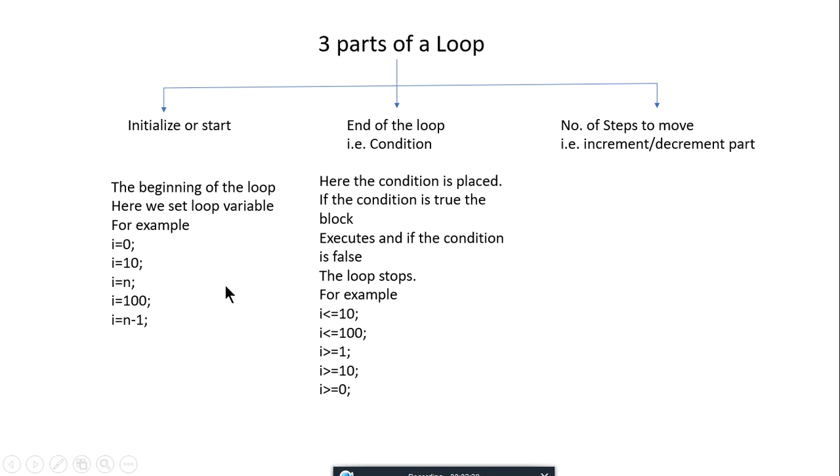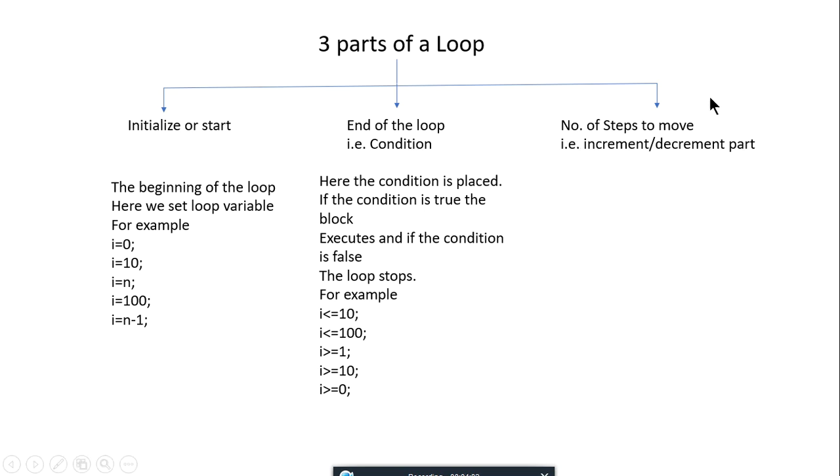Let's say for 1 to 100, I'll say i equals to 1, and to 100, I'll say i less than equals to 100. The next step is how you want to move from the beginning to the end of the loop, that is how many steps you want to move. For example, to go from 1 to 100, you can increment value one by one, that is 1, then 2, then 3, then 4, then 5. Or you can increment by 2, that is 1, then 3, then 5, then 7, then 9. You can increment by 10: 1, then 10, then 20, then 30, and so on.